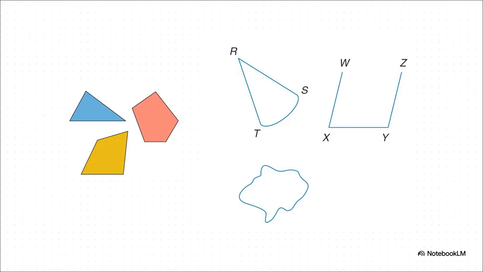And here we can see those rules in action, side by side. Over on the left, you've got your valid polygons. See? All closed in, all straight sides. But on the right, well, we've got the imposters. This one here breaks the straight side rule. This one breaks the closed figure rule. It's got a gap. And this one, well, that's just a squiggle. Definitely, absolutely not a polygon.